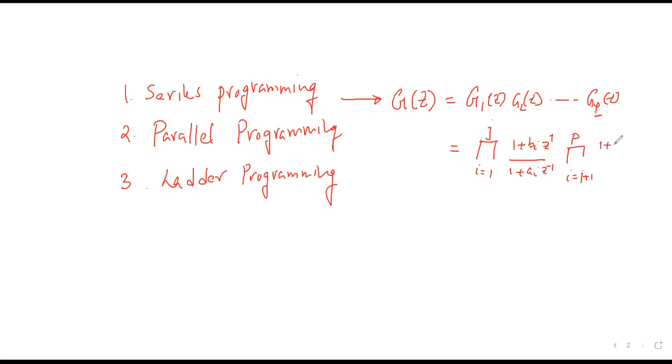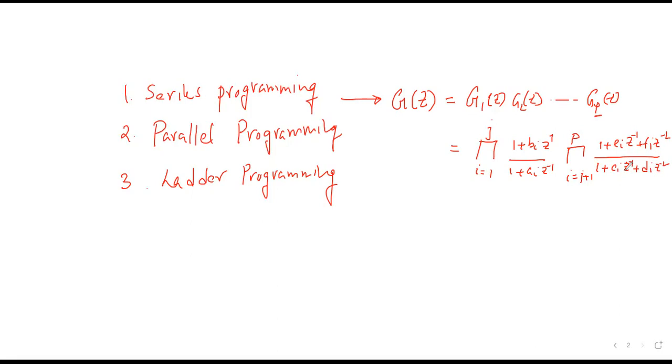So 1 plus ei z inverse plus fi z to the power minus 2, divided by 1 plus ci z inverse plus di z to the power minus 2. These are just coefficients of the numerator and the denominator. We don't have to take them too seriously. You can vary the numbers.